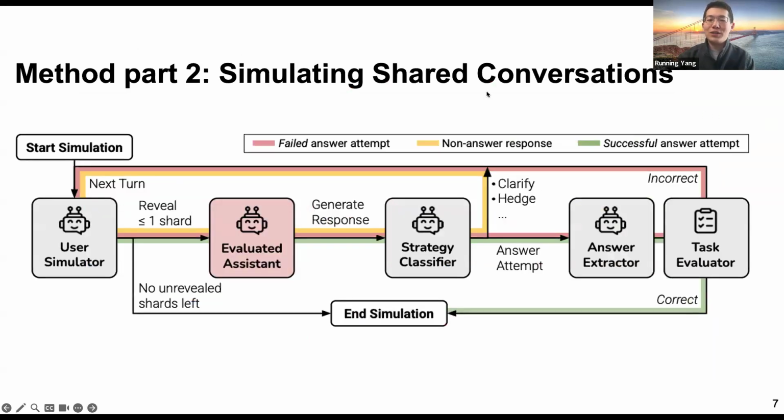After splitting the instruction, they simulate a multi-turn conversation between a user and the model. At each turn, the user reveals at most one shard, and then the model generates a response, which is classified to see whether it is asking for clarification or attempting an answer. If the model gives an answer, then we extract it and evaluate the correctness. If correct, then the simulation ends. Otherwise, we continue the loop. So this setup lets us track not just the final accuracy, but how the model behaves and adapts across turns in a realistic conversational setting.